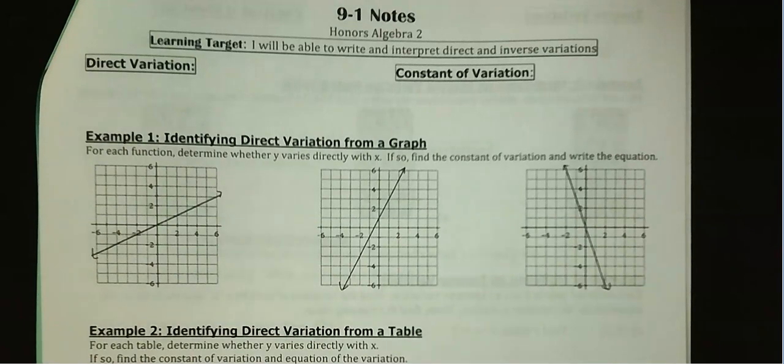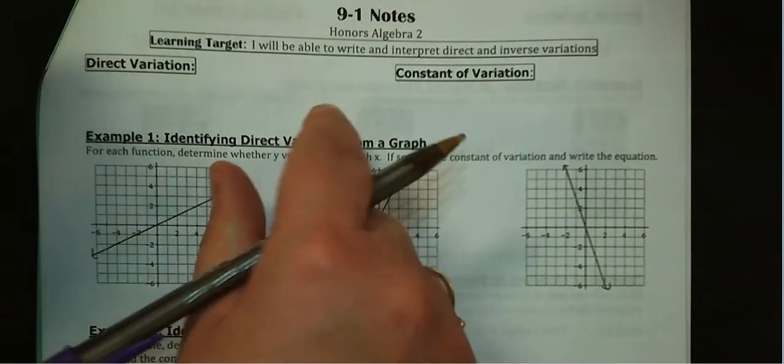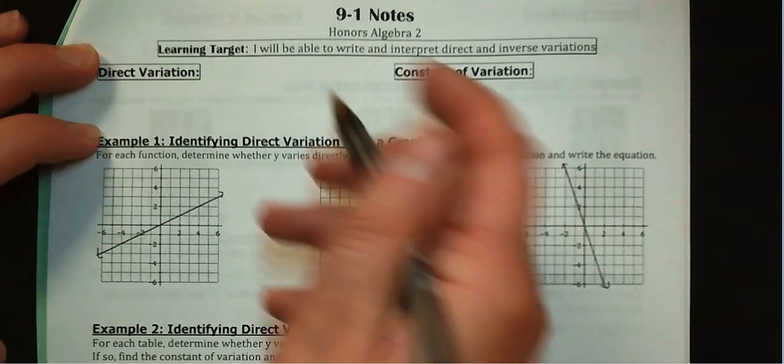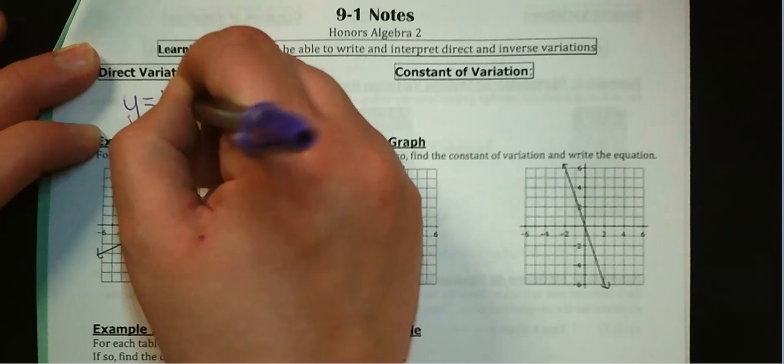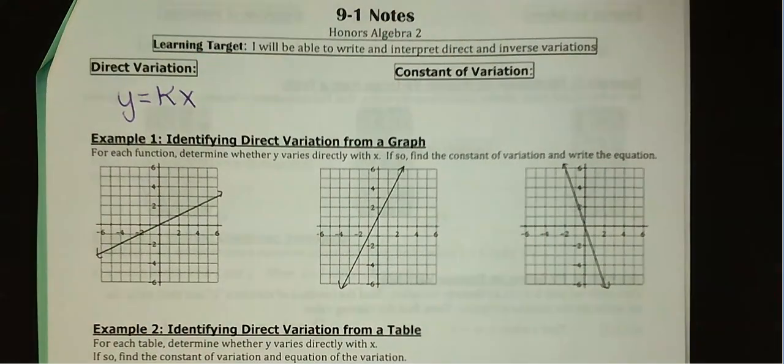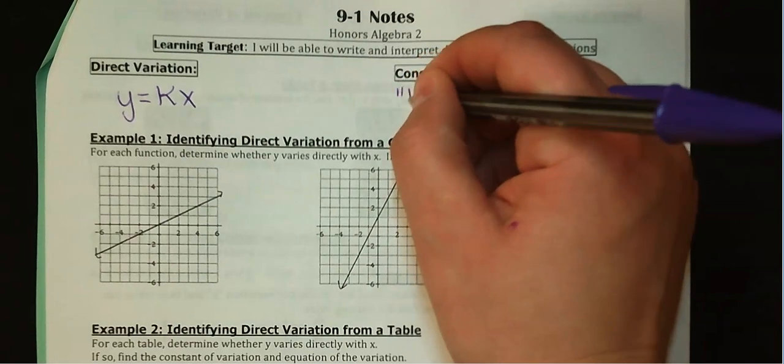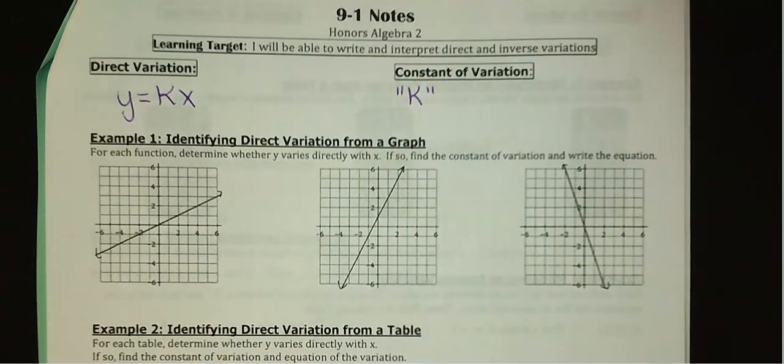Okay, so just two little formulas to remember with a direct variation. Direct variation comes in the format y equals k times x. And k there just represents a number. It could be any number, positive or negative, but it's just going to be a real number. They call k the constant of variation.